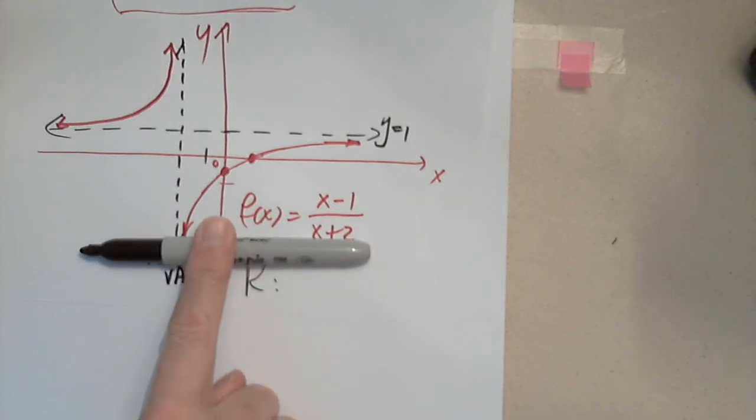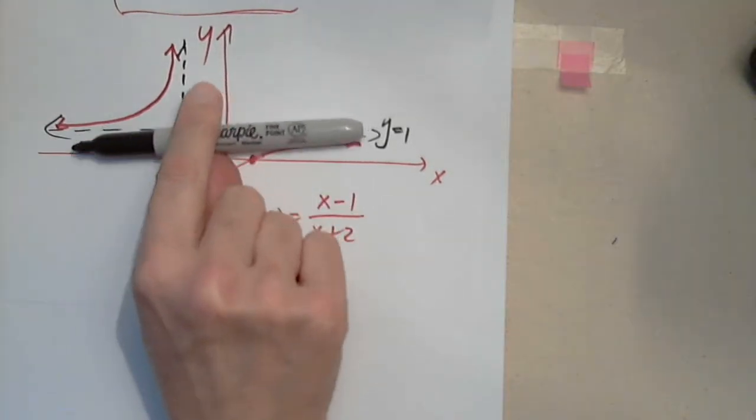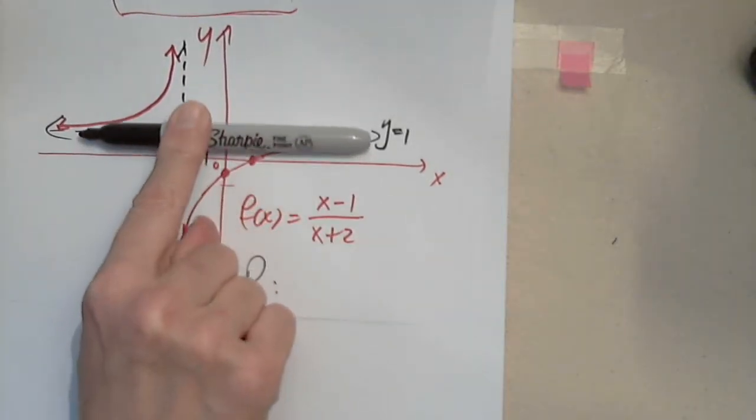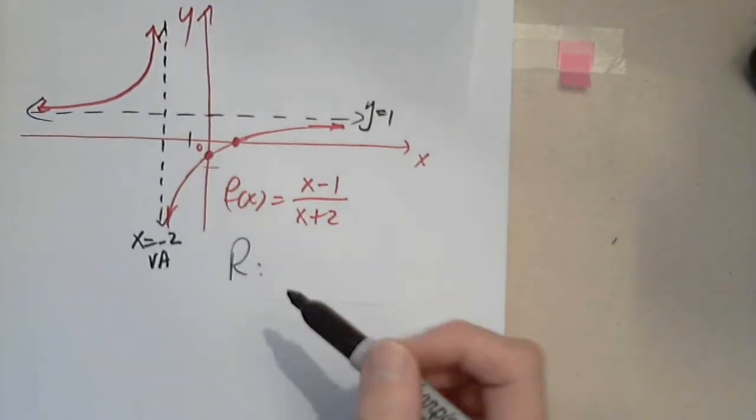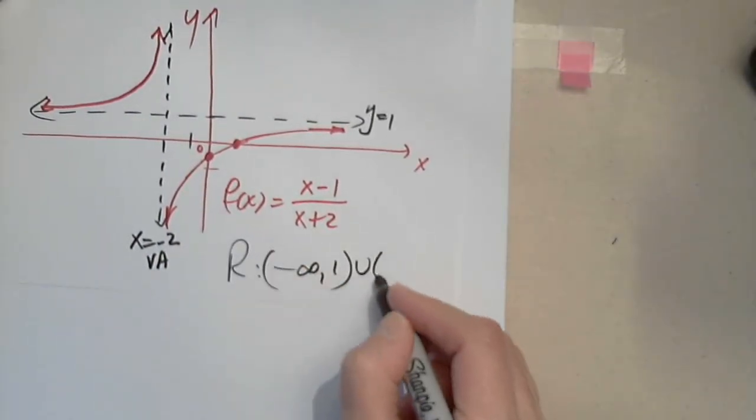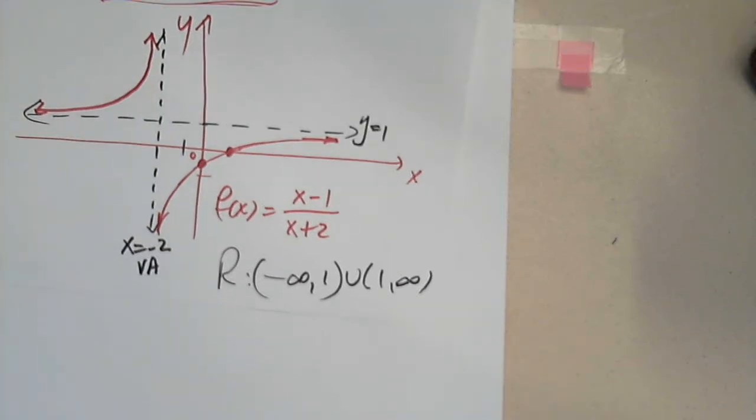From negative infinity to 1. Excellent. Union. And 1 to infinity. That's it. Great job.